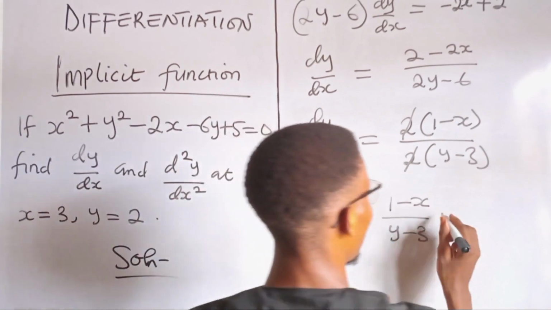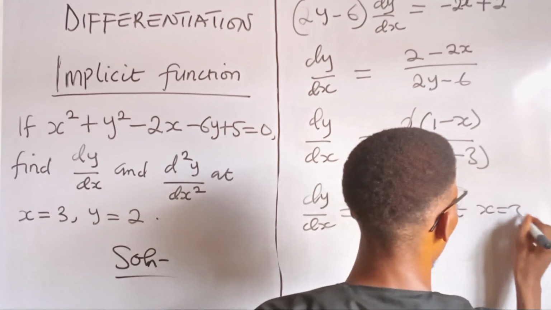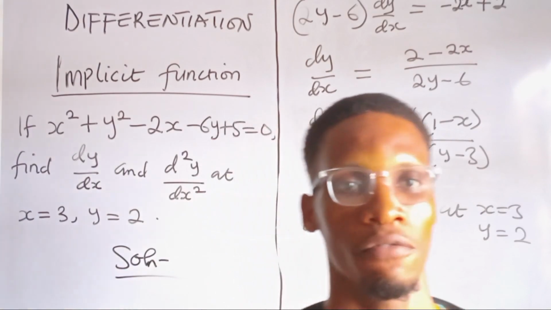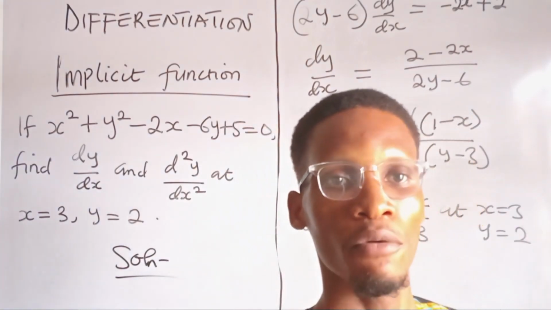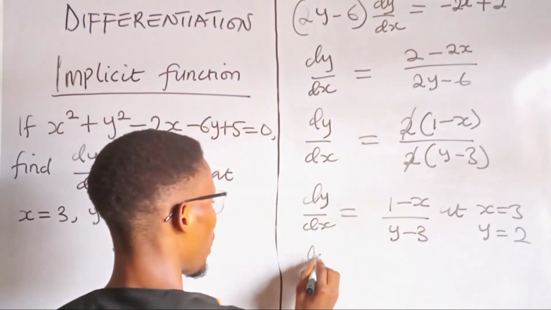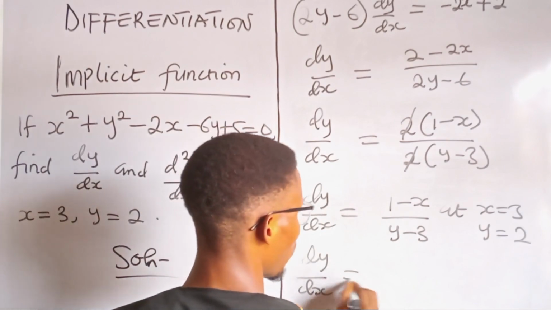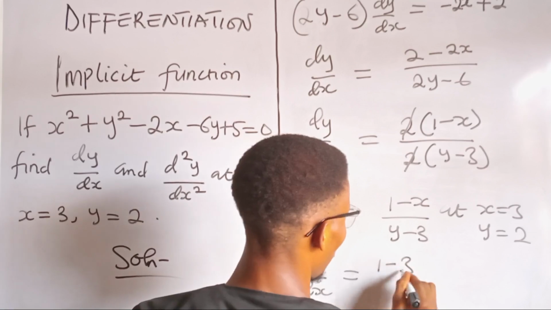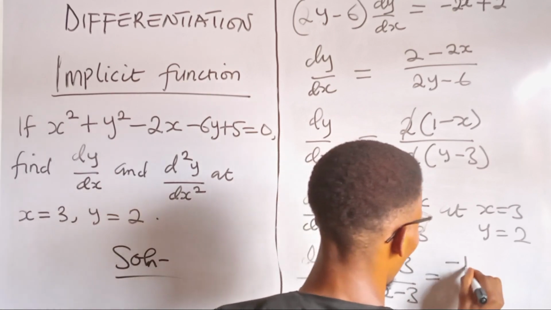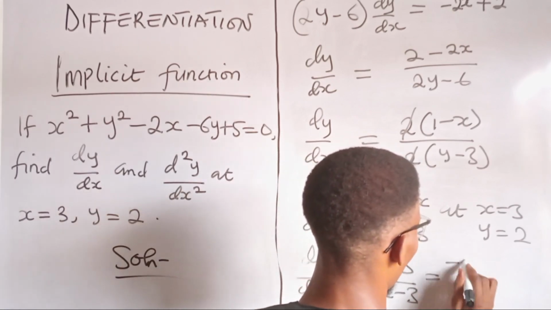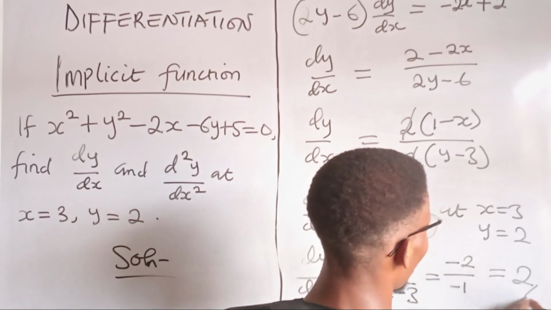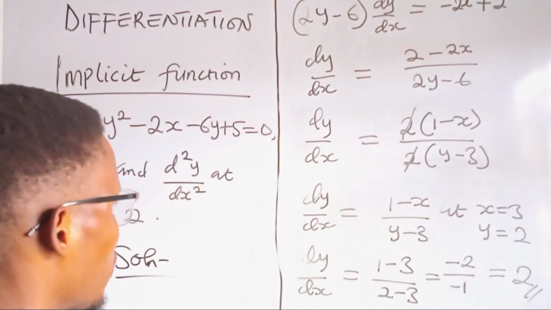Now they say at x equals 3, y equals 2. So you need to substitute the values of y and x in the above answer, which is the derivative. So dy over dx is equal to 1 minus 3 all over 2 minus 3, which gives us minus 2 all over minus 1, which gives us 2.